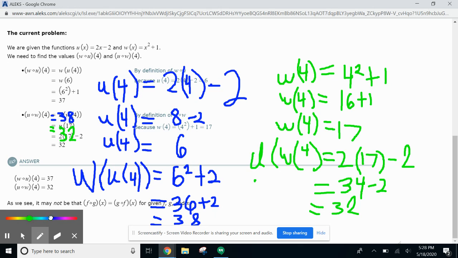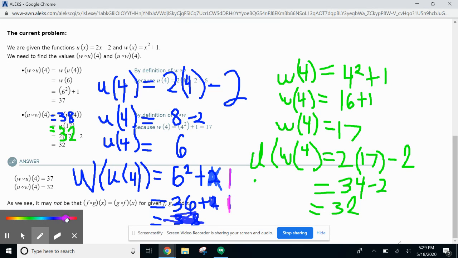Got to use my blue pen. This is supposed to be plus 1. Actually, I'm going to write it, kind of highlight it with pink as well. Plus 1. And now this is going to be over here. Plus 1. Plus 1. And then this shouldn't be 38. It should only be 37.